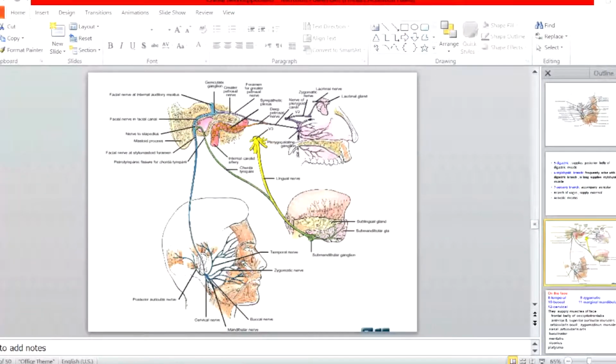stylomastoid canal, leaving the facial nerve. Just before it emerges from the stylomastoid foramen, it gives rise to another branch, which is the chorda tympani. The chorda tympani nerve carries the rest of the preganglionic parasympathetic fibers, what remains of the greater petrosal. In addition, the chorda tympani takes all the taste fibers of the facial nerve.